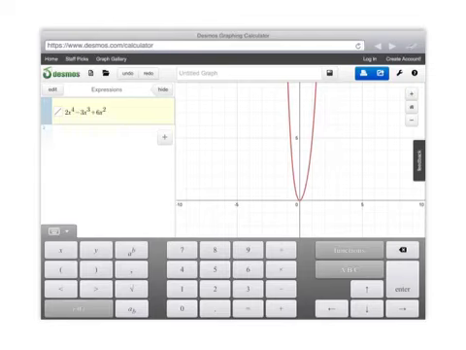So here's the graph of 2x to the fourth minus 3x to the third plus 6x squared. Now it's always a good idea to zoom out. Of course I can pinch and zoom. On your calculator you have to press the buttons. But this one looks like it just has a minimum down at the bottom.